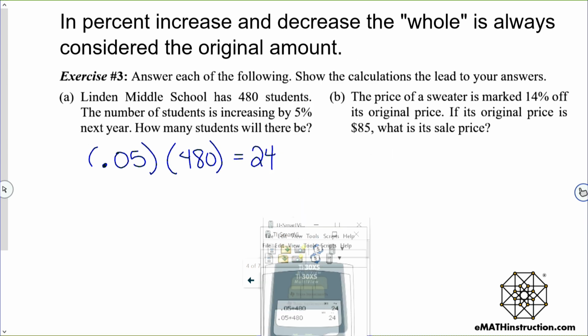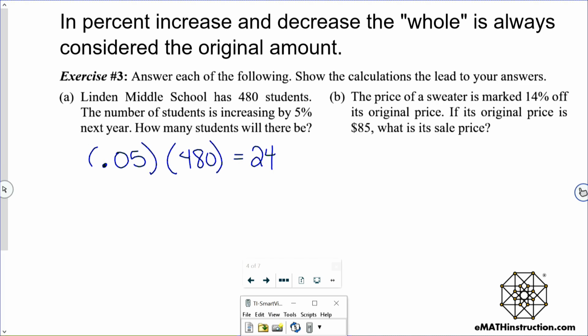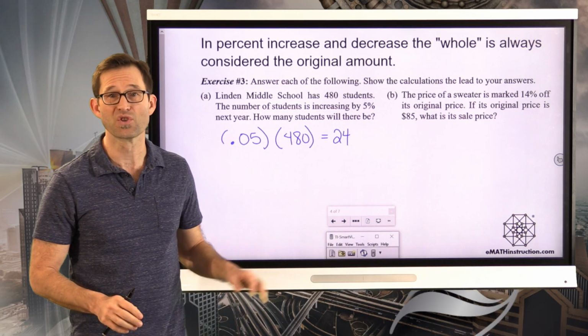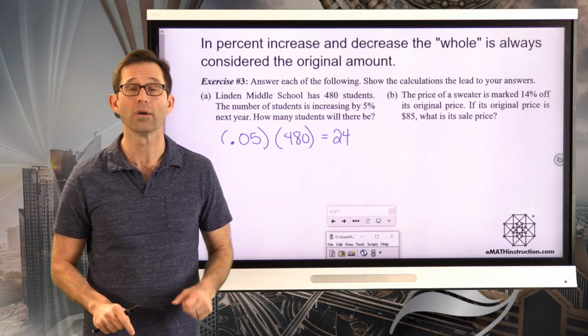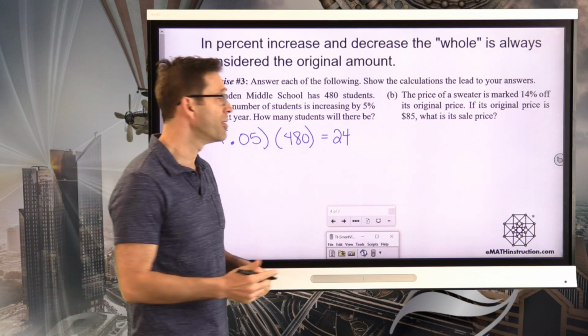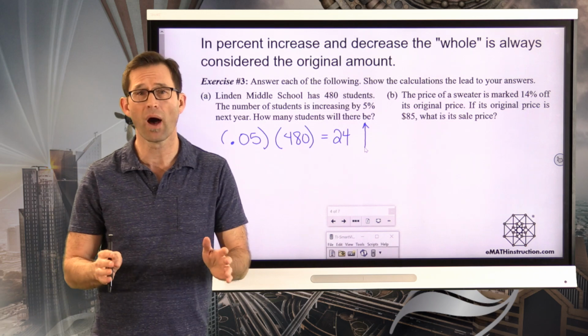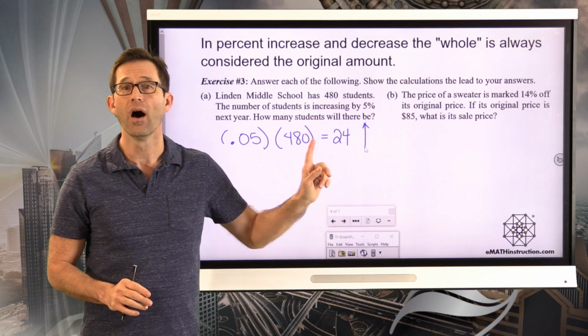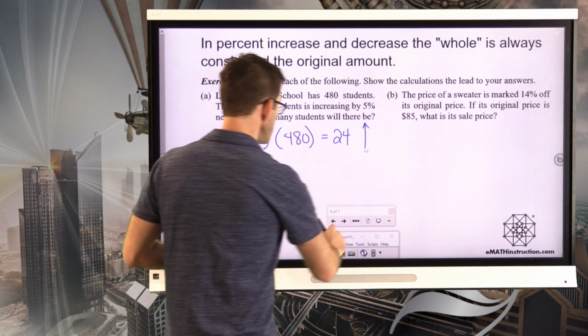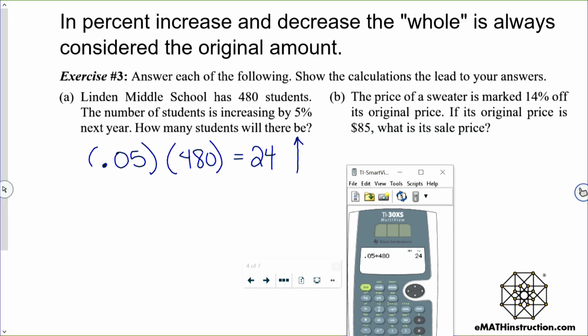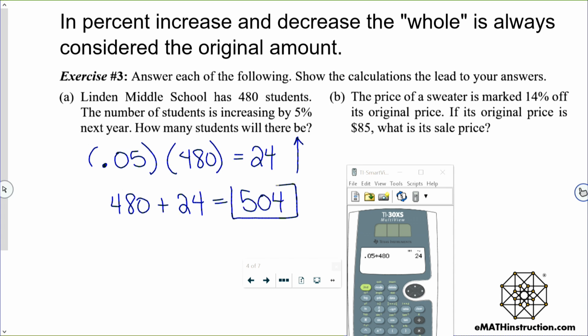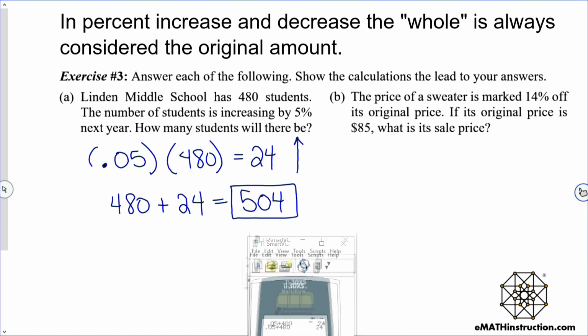And boy, I tell you, it's critical now to realize that that's not our answer. That'd be really, really strange, right, to have the number of students go from 480 down to 24. I guess it could, but keep in mind, that's actually the increase in the number of students. So our student population is going to go from 480 up by 24. So that's easy enough, right? The population of students next year is now going to be 480 plus 24. I'm going to do that one without the calculator, and that's going to be 504 students. So hopefully you got that one.